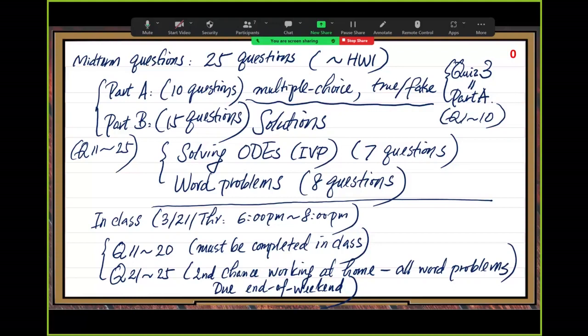Hopefully in that way it's not that scary. That's the plan. I noticed some students worry a little bit about the midterm. Definitely. So that's all I can think of related to the midterm.